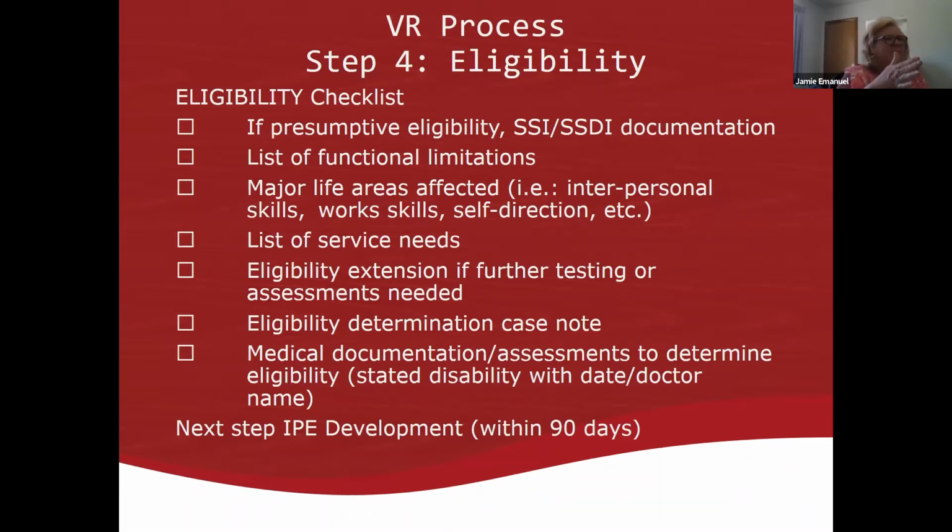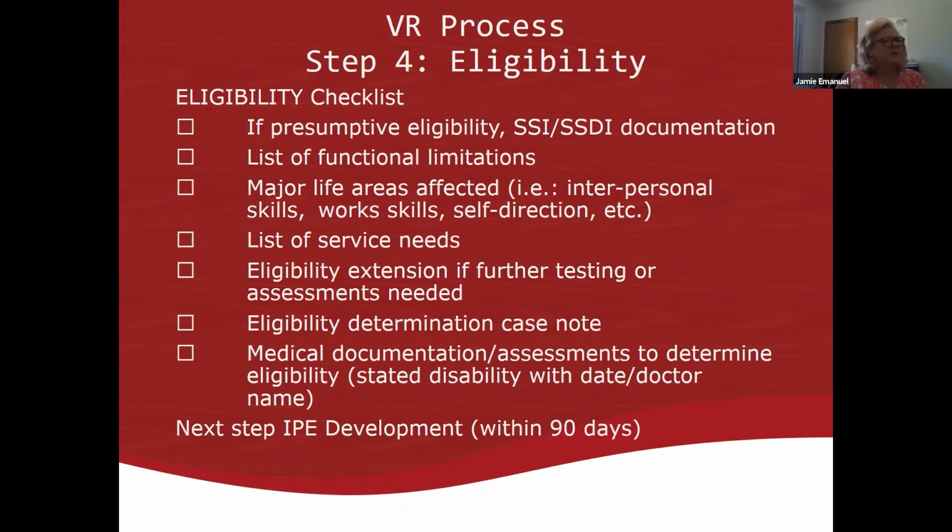How do we determine what services are needed once we have determined there is a disability and the eligibility determination has been completed? Then we start looking at the impediments and what services we can put in place to remove those impediments to employment. Also, if you're going to complete an eligibility extension for further testing or further assessments, you need to start deciding if that needs to be done right away.